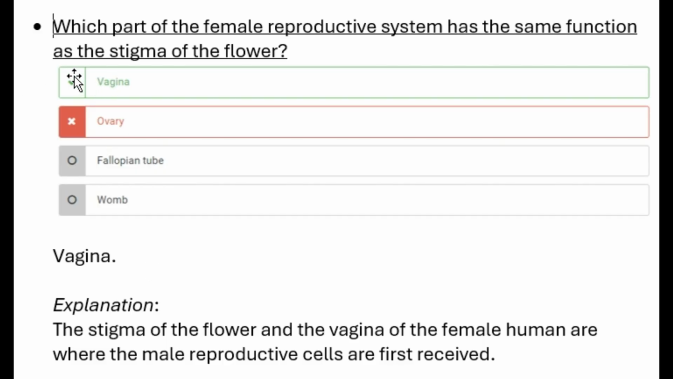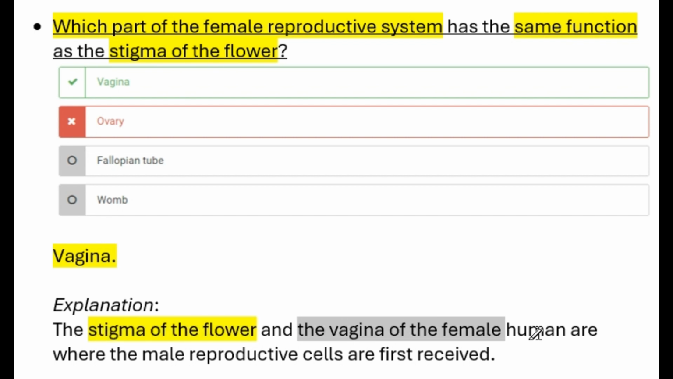Which part of the female reproductive system has the same function as the stigma of the flower? Vagina. Explanation. The stigma of the flower and the vagina of the female human are where the male reproductive cells are first received.